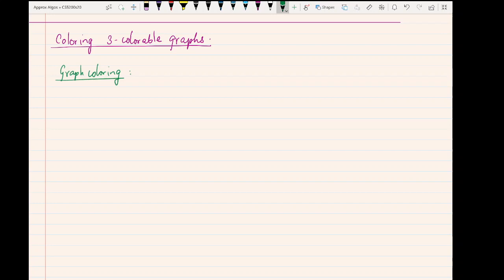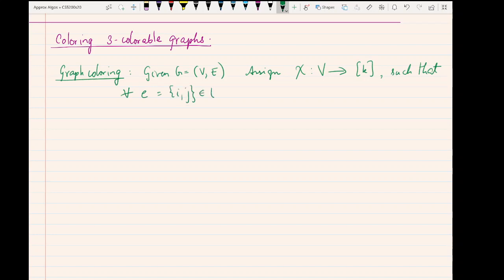Now, most of you must be already familiar with the problem of graph coloring in general, which states the following. You're given an input graph G = (V, E), and you want to assign colors to the vertices. So I'll call the coloring chi, which is a function from the vertex set to some fixed integer k, such that for all edges (i, j) in the graph, you want chi of i not equal to chi of j. That is, no edge is monochromatic.